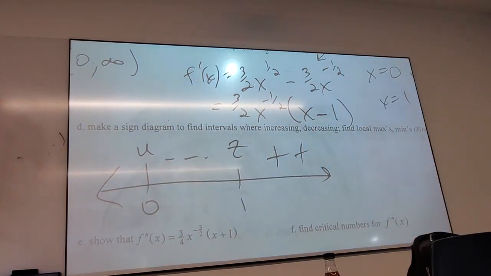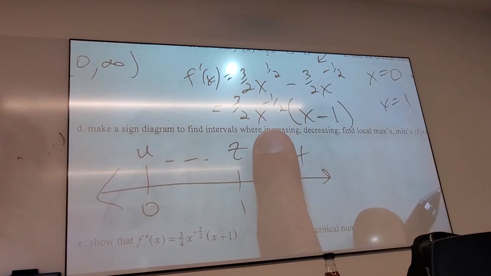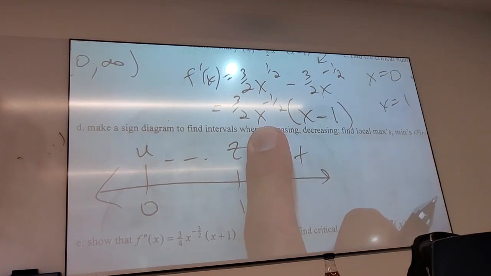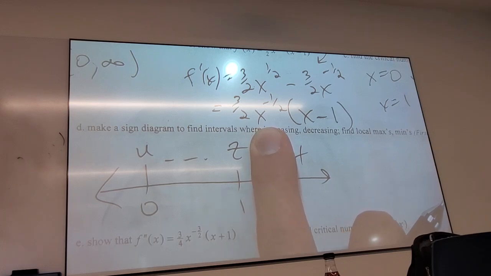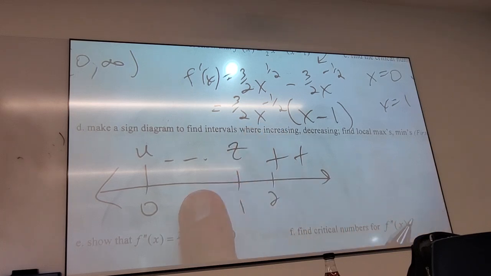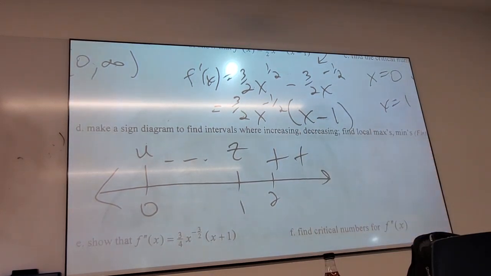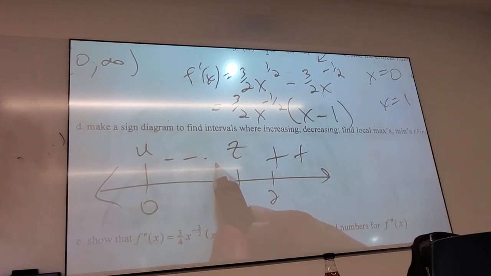All I care about is the sign of it. I don't care what the number is. If you want to, you can pick 2. Square root of 2 is positive, and 2 minus 1 is positive. I just need to know it's positive, because that means the function's going up. If I plug in 1/2, square root of 1/2 is positive, and 1/2 minus 1 is negative. So then I know it's negative in here.